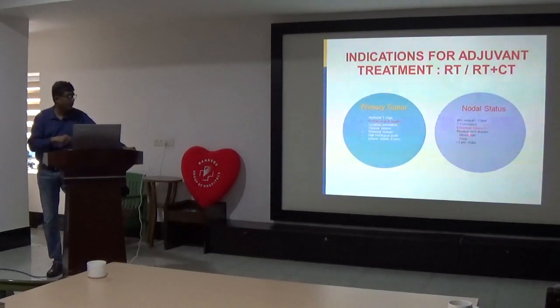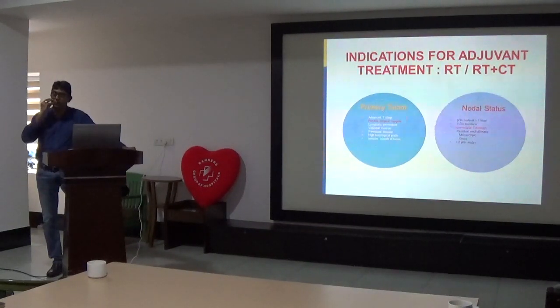If you have residual neck disease, that is, if you have operated and you have left behind disease, microscopic or gross, you have to give radiotherapy. If there are 2 or more nodes positive, N plus, then also you give radiotherapy. So treatment of the neck after surgery is also very important. So when you have to give adjuvant therapy, you will give radiotherapy to the primary, but if you have one of these indications, you treat the neck also.